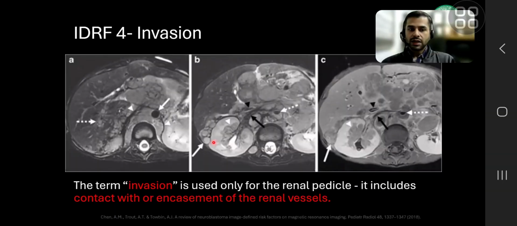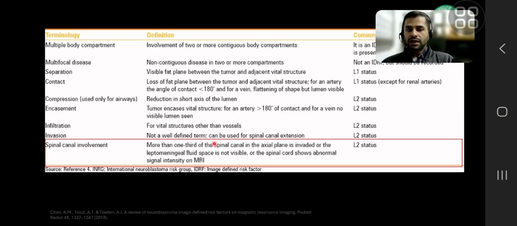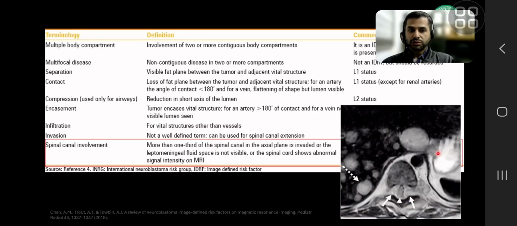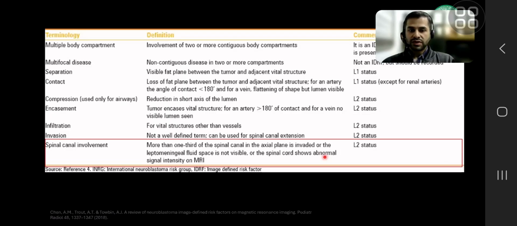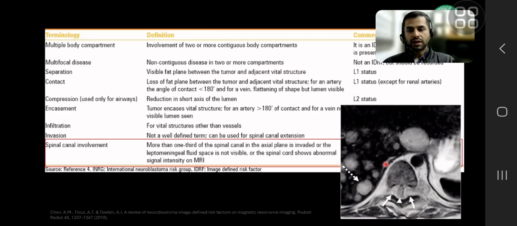When we talk about spinal canal involvement, when more than 1/3 of the spinal canal in the axial plane is invaded by the tumor, and the CSF space is not visible, or the spinal cord itself shows abnormal signal on MRI, it is a positive image-defined risk factor for infiltration of the spinal canal. So over here, you can see that there is infiltration of the spinal canal by the tumor via the neural foramina, and there's complete obliteration of the CSF space.